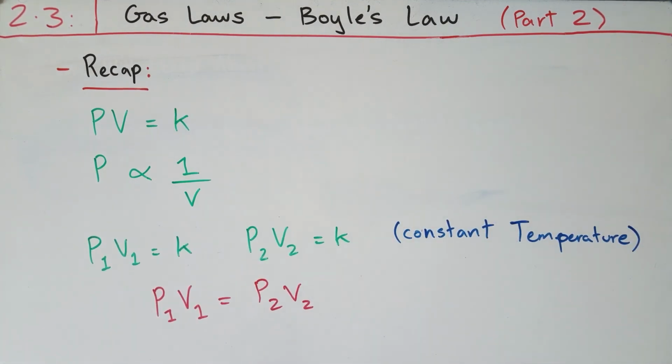In part 1, we also did an experiment exploring how the pressure and volume are related at constant temperature. We learned that if you have a gas which has a pressure of, say, P1 and a volume of V1, and another gas which has a pressure of P2 and a volume of V2, then the product of the pressure and volume will be equal to K, if and only if the temperature of the gases is constant.